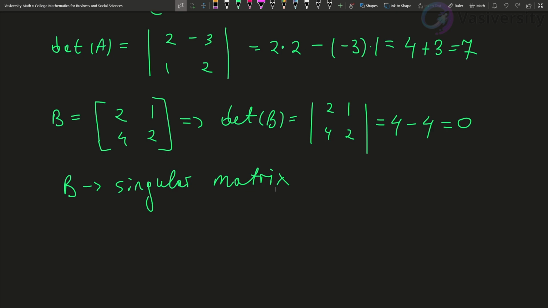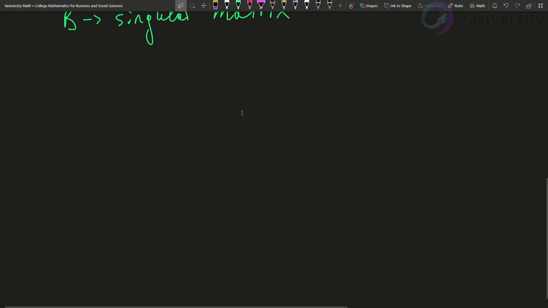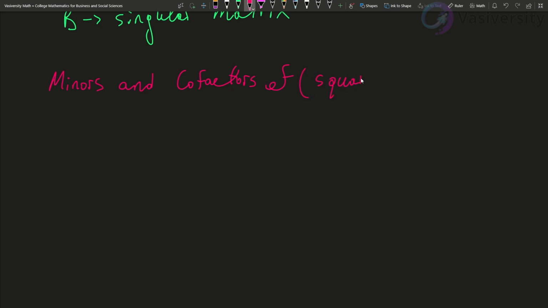Okay, perfect. So now, 2 by 2 is nice, but most of the time we're dealing with higher dimensional systems. For the higher dimensional systems, we have to use two new concepts which are related to determinants, and those are minors and cofactors of a matrix. We always talk about square matrices for this concept, an n by n matrix.